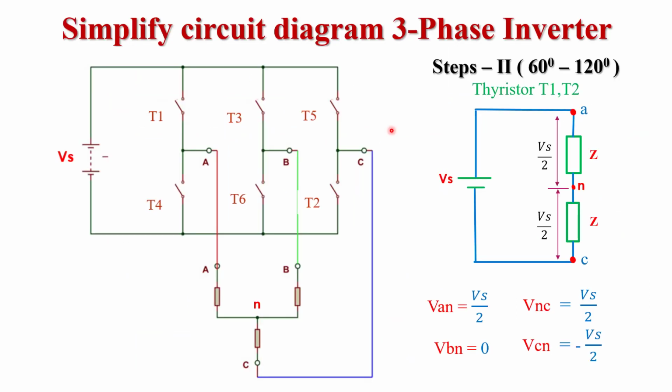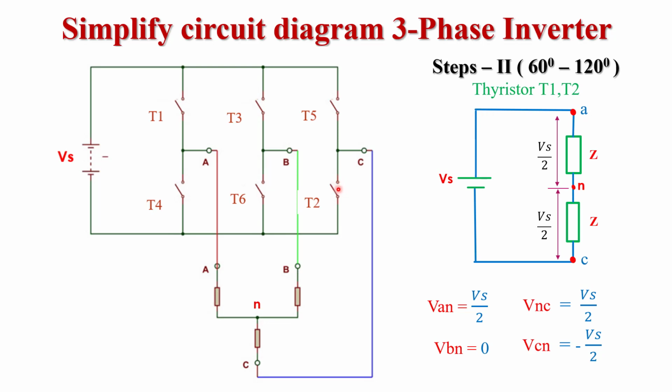Now here we calculate the phase voltage for step 2. Step 2 is between 60 degree to 120 degree. Here two thyristors are conducting, T1 and T2. So here we see in the circuit diagram, T1 is a positive group thyristor connected from phase A. T2 is a negative group thyristor connected from phase C. Now we draw the simplified circuit diagram. We know that T1 is connected from phase A and it is a positive group thyristor, so phase A is connected to the positive terminal of supply voltage.